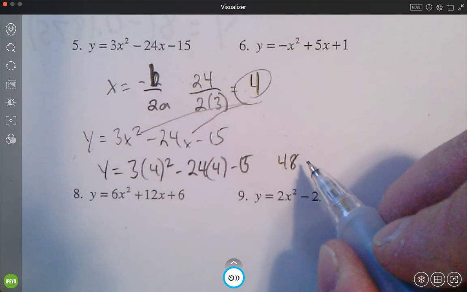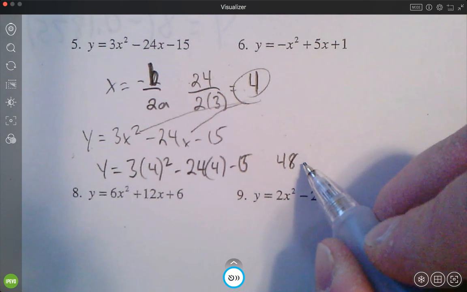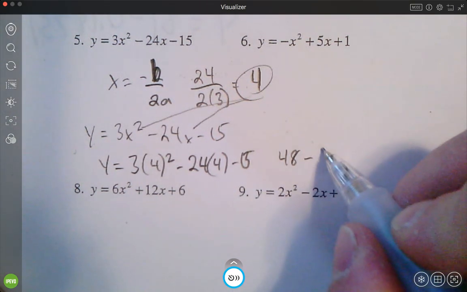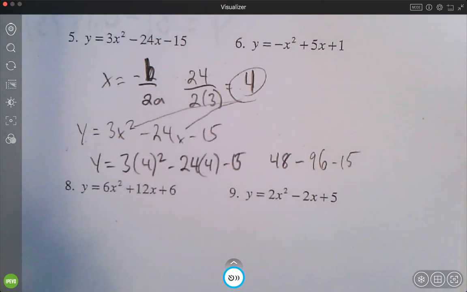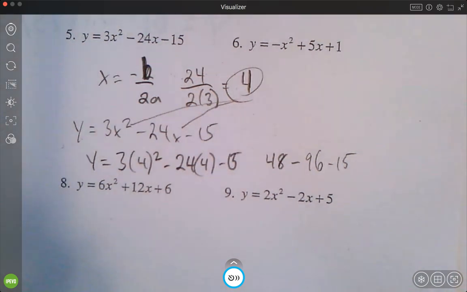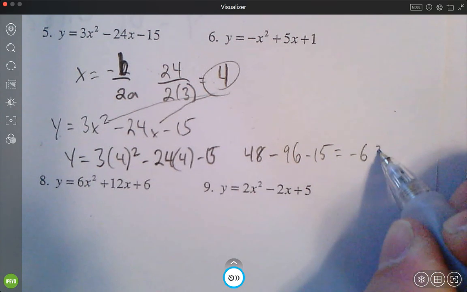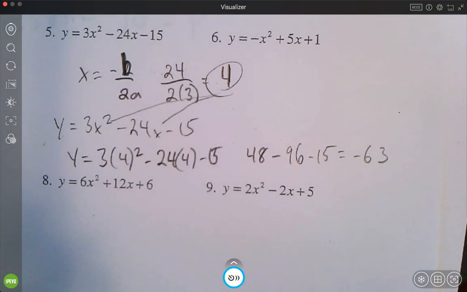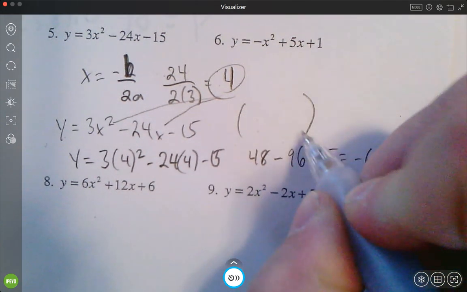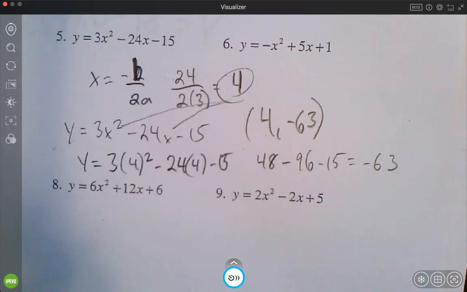So I get 48. You might want to do this on a separate sheet of paper. Again, all you're really plugging into the forms is your coordinates. So 48 minus 24 times 4 is 96, minus 15. All right, so let me just double check that. 48 minus 96 minus 15 comes out to negative 63. Yikes. I hope I didn't make any mistakes there, but that's pretty gross for a y coordinate. So the vertex you would write for this one would be 4 comma negative 63. Okay, for the other example, you're going to do that for all the other 8 problems.